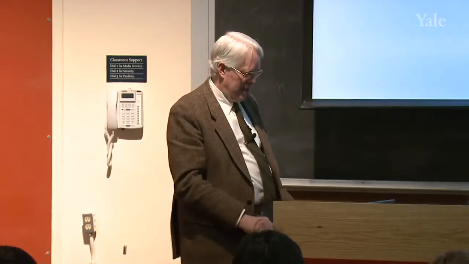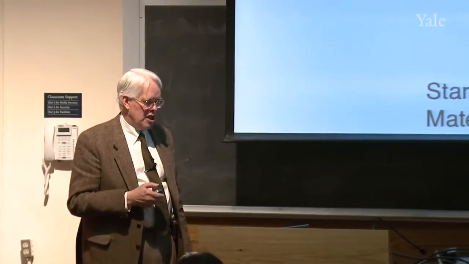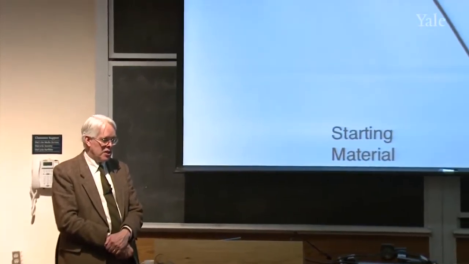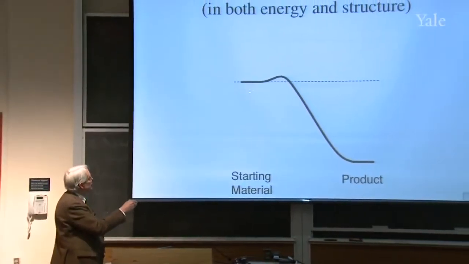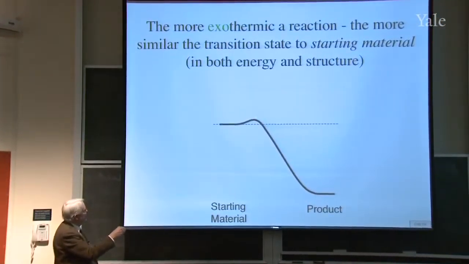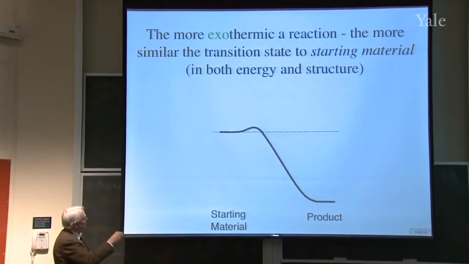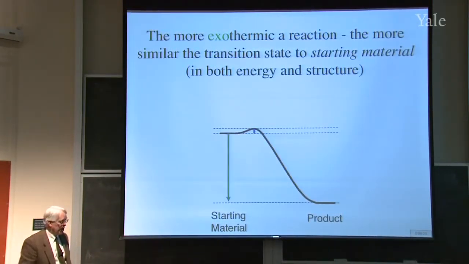So here's another picture of the same thing. The more exothermic a reaction, the more similar the transition state to the starting material, both in energy and in structure. So here's the starting material, here's the transition state when it's very exothermic. It's close to the starting material in energy, it's close to the starting material in structure, right?